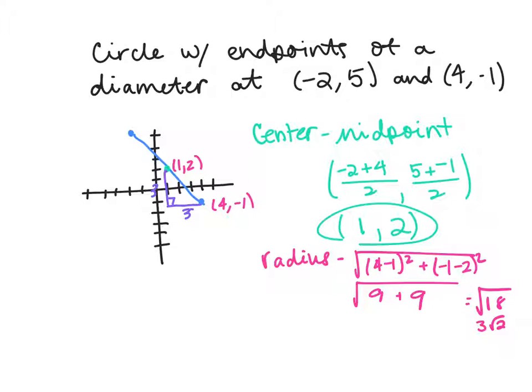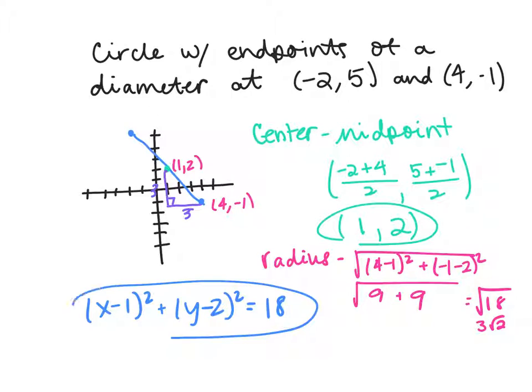So our final equation then for our circle will be (x minus 1) squared plus (y minus 2) squared. And then remember, it equals the radius squared. So it's going to equal just that plain 18. If we had been plugging in that 3 root 2, keep in mind if we do 3 root 2 and square it, that square would go to both parts. So it would turn into 9 times 2, which gives us that 18 right back.